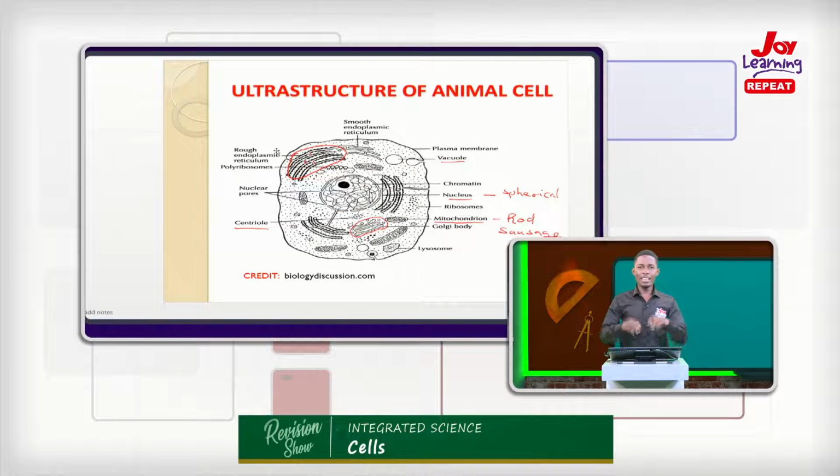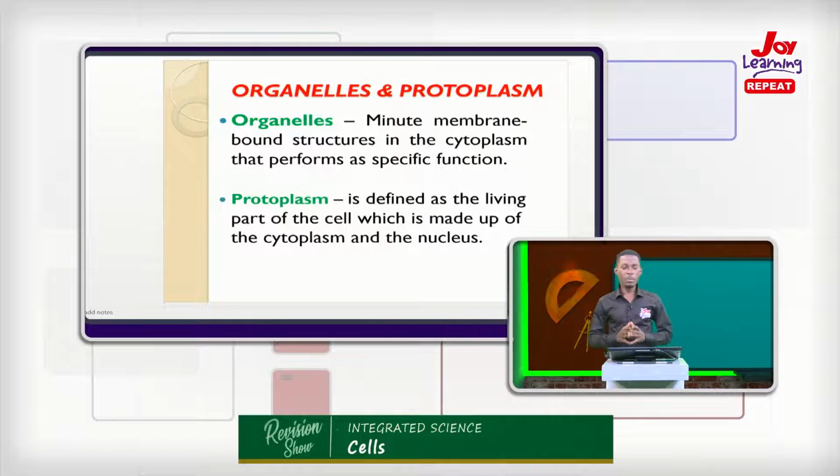But there are some structures that are not bounded, like food substances, which are just scattered in the cytoplasm. Once they are not bounded, we can't call them organelles. But those that are bounded, we call them organelles. And once they are bounded, they have a specific function. Your shape, what you contain, and the enzymes or whatever reaction you undertake is different from another organelle. So we define organelles as minute membrane-bound structures in the cytoplasm that perform a specific function.